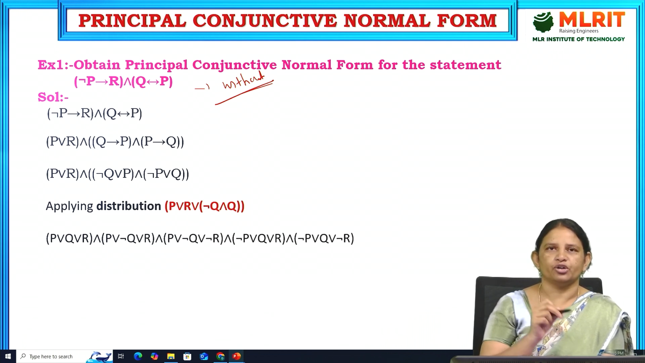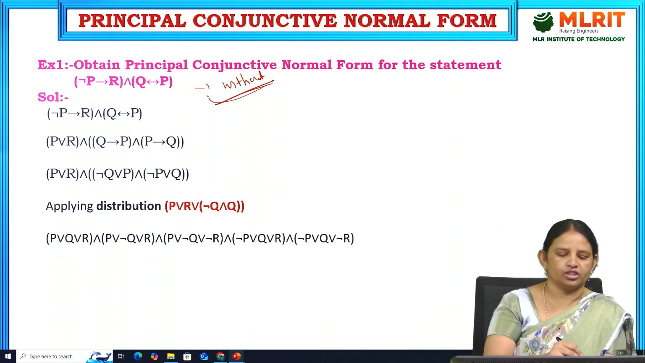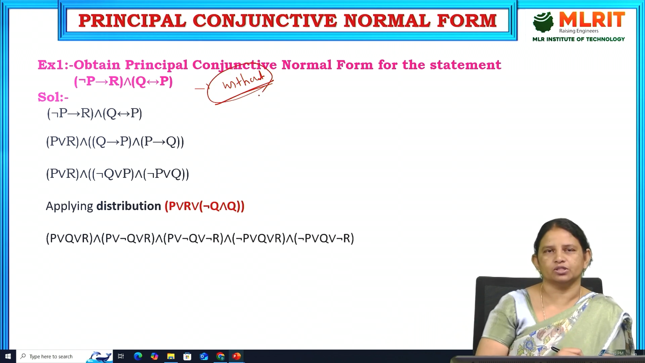So, we need to construct the principal conjunctive normal form by applying the laws only. Don't construct the truth table. If you construct the truth table, even though you are getting the correct answer, the examiner will not give the marks because they already specified without constructing the truth table. So, you need to apply the laws. According to the laws, you have to construct the required format of PCNF.